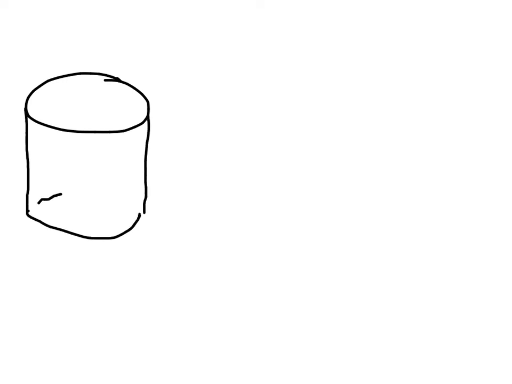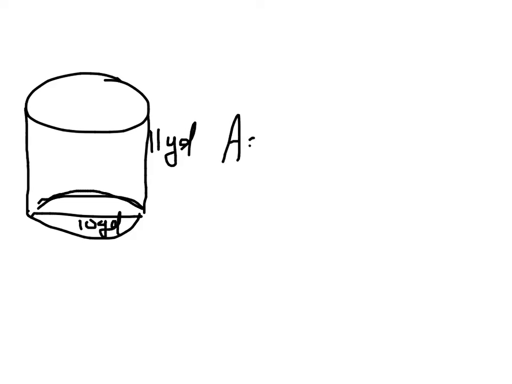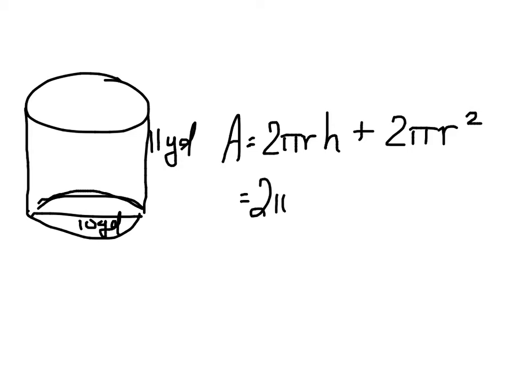What about number 4? What kind of shape is number 4? Cylinder. Good. And for that one again, 11 yards goes here, 10 yards goes there. The area formula for a cylinder is 2 pi r h plus 2 pi r squared. What's the radius for this shape? 5. Good. So 2 times pi times 5. What's the height for this object? 11. Good job.